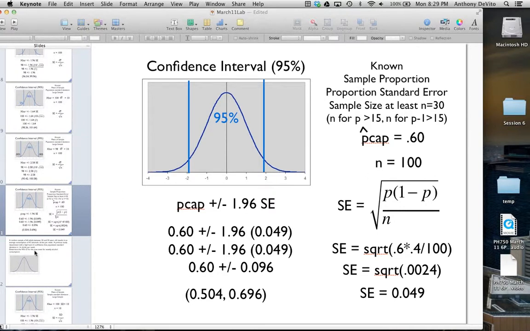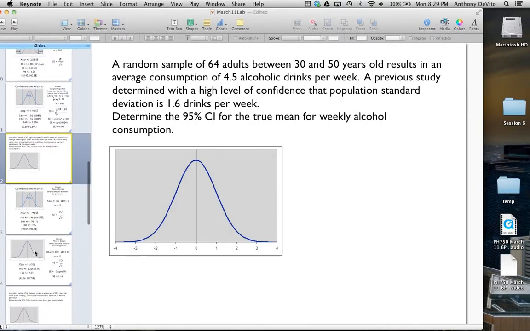Okay, so I'm rushing through this a little bit because I know we're a little bit short. We started a little late. We're a little short on time. But I'm going to go through another example now.